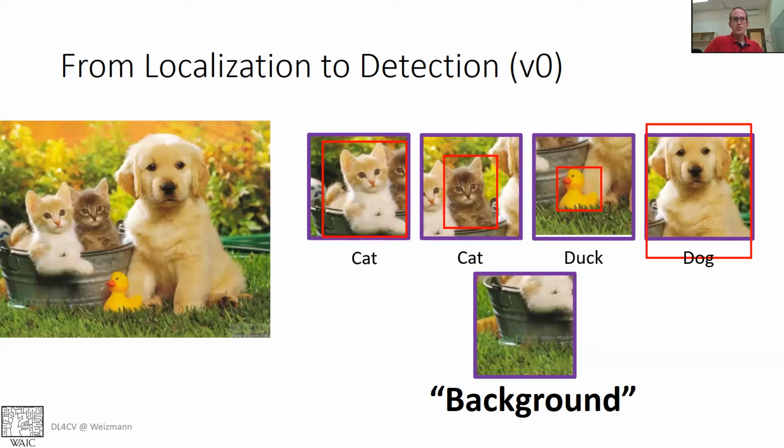And if we think about it, most of the crops of the image, if we do these sliding window crops, most of them would be background. Only very few of them will contain meaningful, significantly large portions of the object.